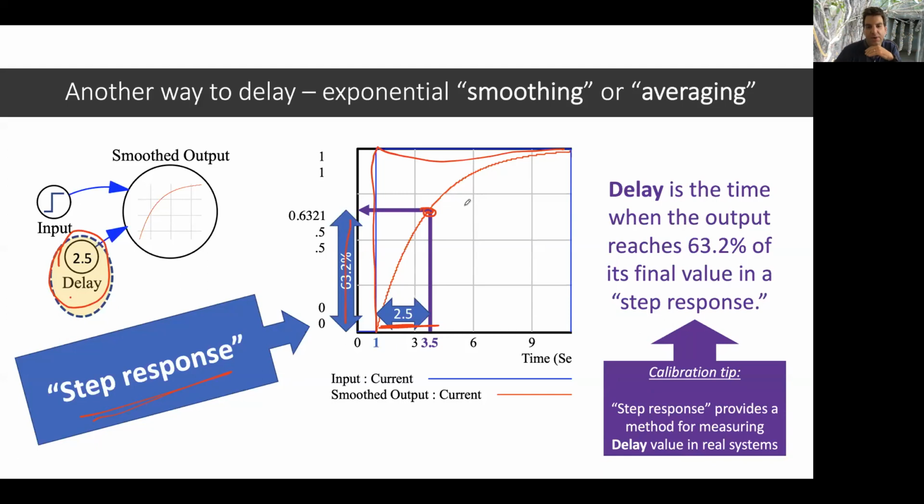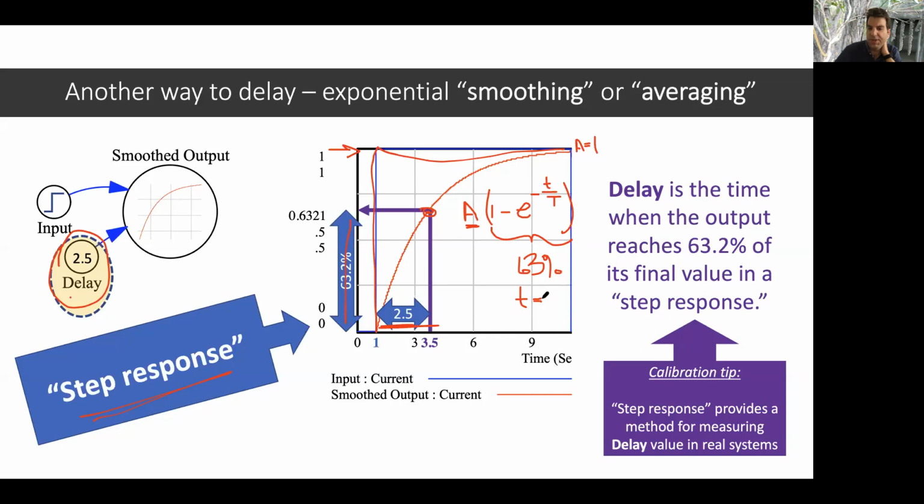And a first order smoothing delay always has the mathematical form of a constant A times 1 minus e to the minus t divided by our time constant T. And this A in front basically corresponds to whatever the value is that things settle out at. So in this case, A is equal to 1. And the 63% value corresponds to this fraction: 1 minus e to the minus t over capital T, when t is equal to capital T.